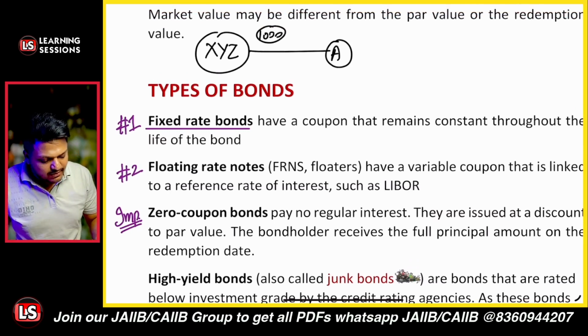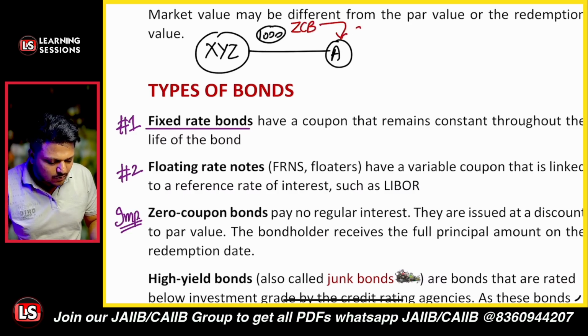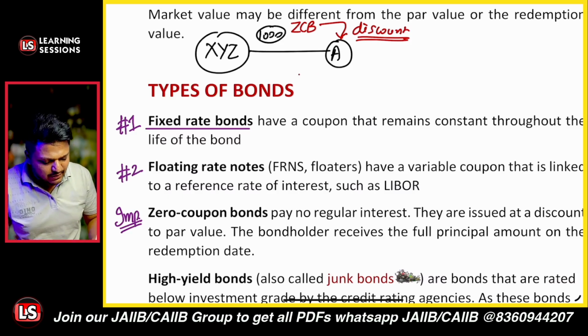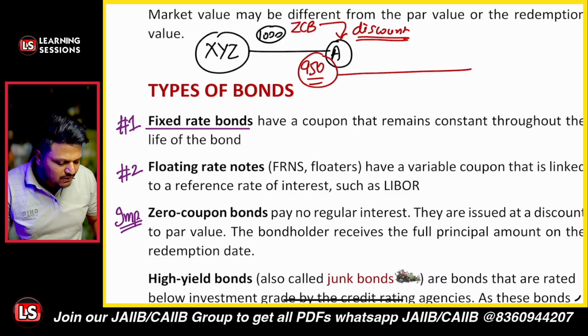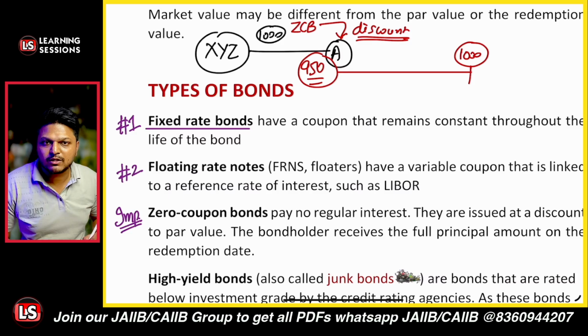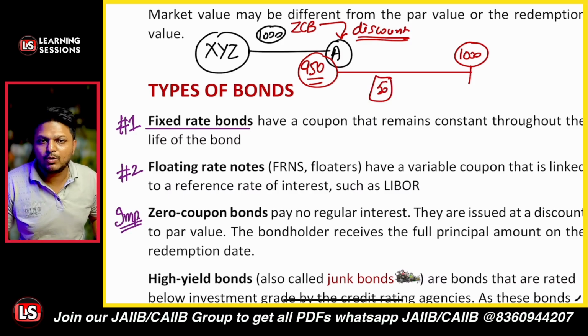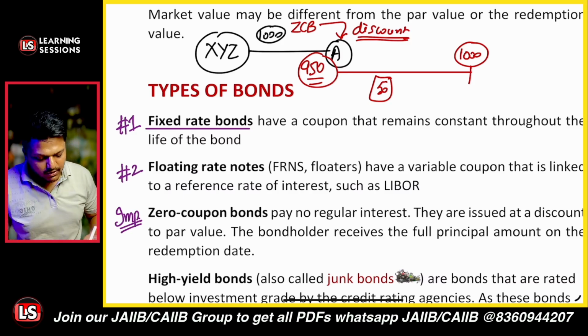When the zero coupon bonds are issued, they are issued at a discount. Means person A does not pay rupees 1000 when he purchases the bond from the company. He just pays, let's say, rupees 950. Let's say it has a maturity of 3 years, and at the end of 3 years, person A will get the par value of rupees 1000. So this 50 rupees was the intrinsic yield earned by the bondholder, but no regular interest will be paid, right? So that's the case of the zero coupon bond.